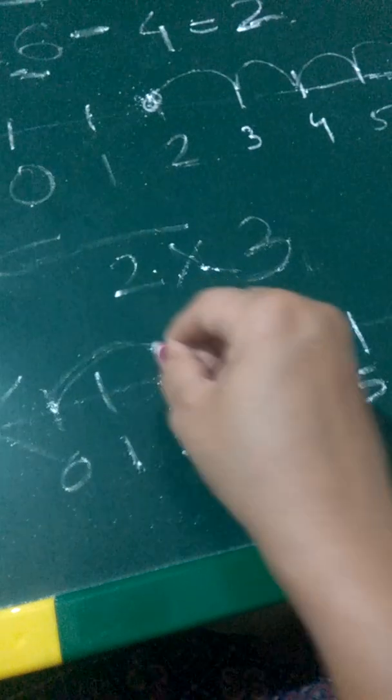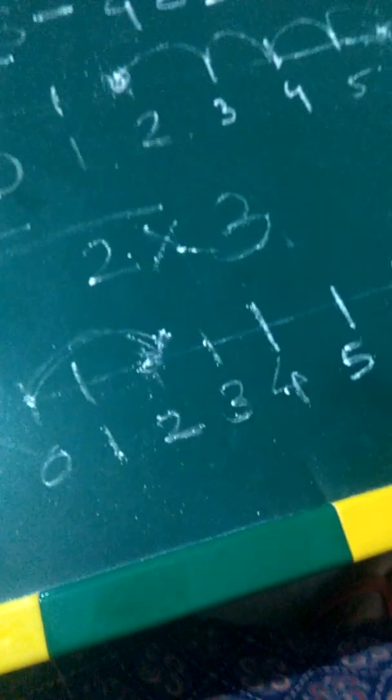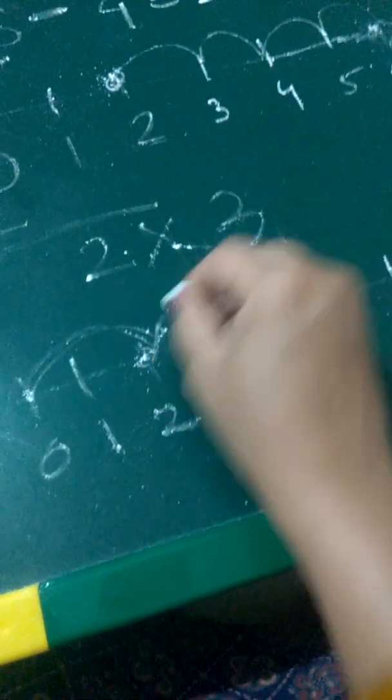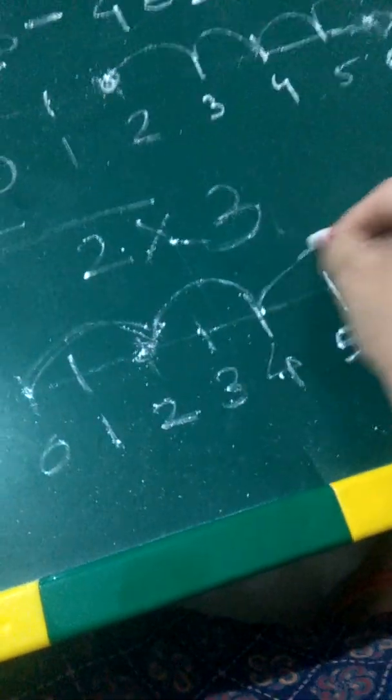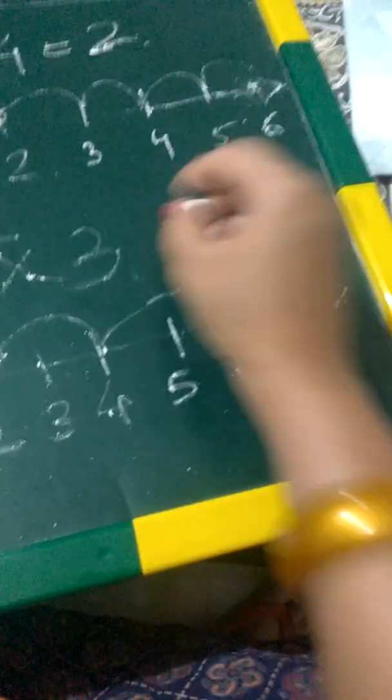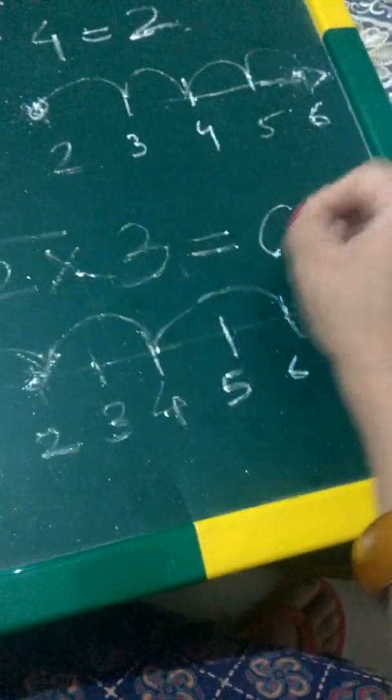So first jump is this one. So I'll take 2 more jumps. 1, 2 and 1, 2. I reach to the point 6. That means my answer is 6.